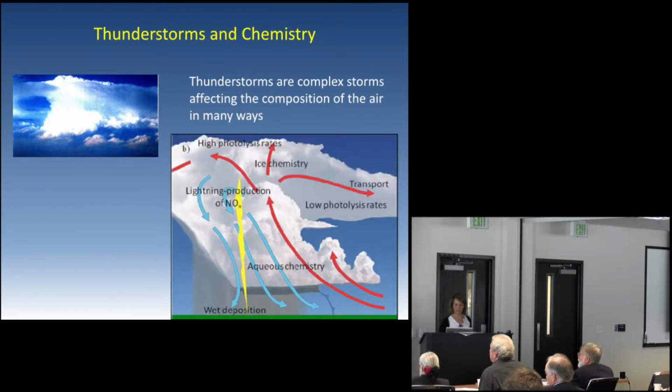And one of the major ways this happens is that you get transport from near the surface. All these pollutants, all these surface emitted species get transported up to the upper troposphere, 10, 12 kilometers above the ground. But there are other things going on. I mentioned the aqueous chemistry. There's this deposition, the scavenging removal of soluble trace gases down to the ground inside the rain. Another major process, very interesting, is this production of nitrogen oxides from lightning. And so that's another big factor from thunderstorms.